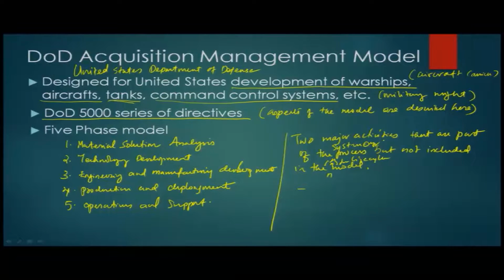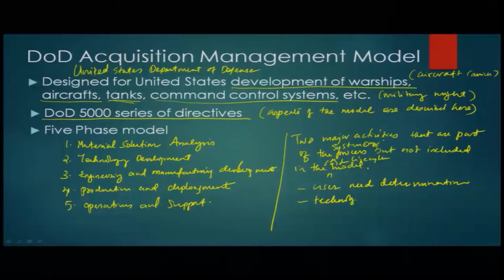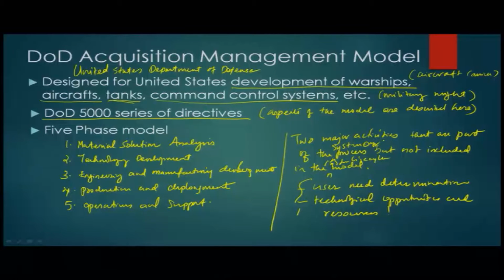What are those? Number one is the user need determination, or determination of user needs. This is not included as part of the model. The second one is the identification of technological opportunities and resources. These two aspects are not part of the model. In fact, they are considered outside the model, but these are integral activities. So, just never get confused with the fact that the DoD model does not include these two. They are not in the model, but they are considered a precursor to it. So, it is part of the systems engineering process.